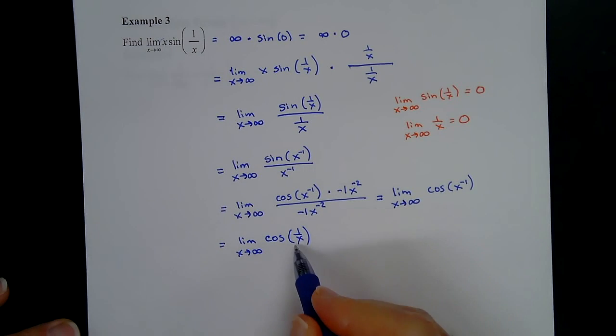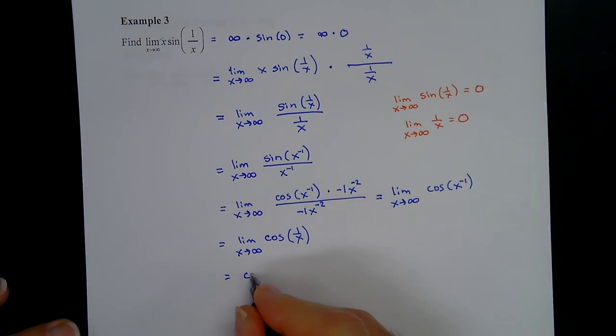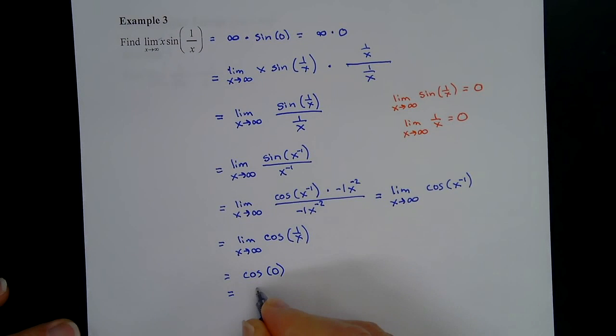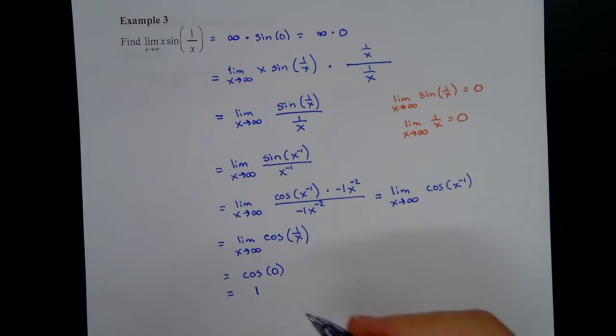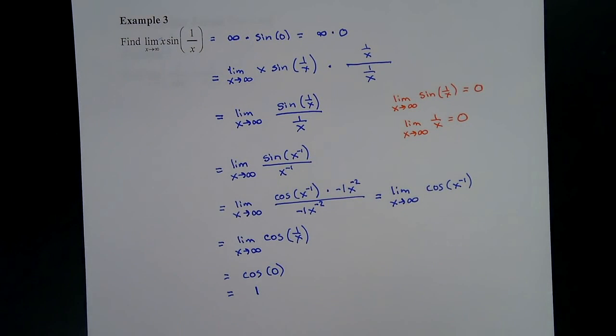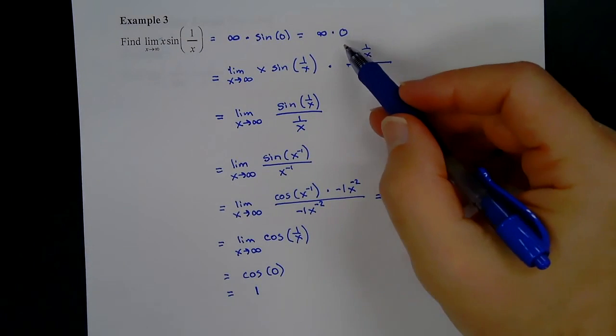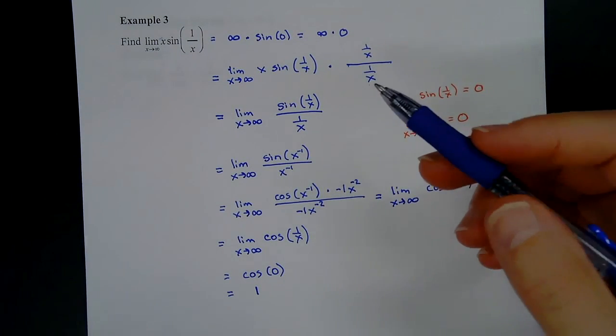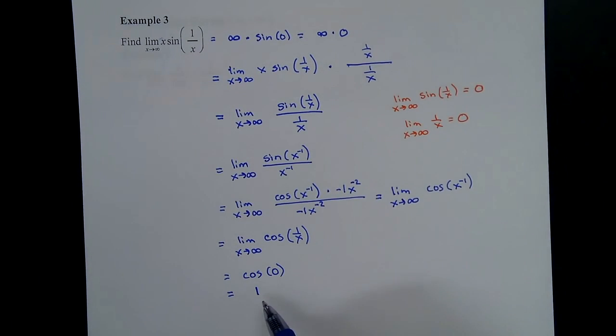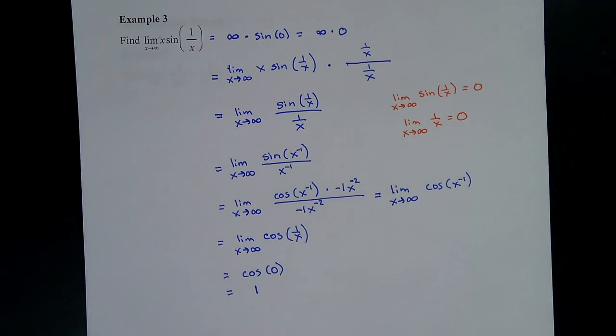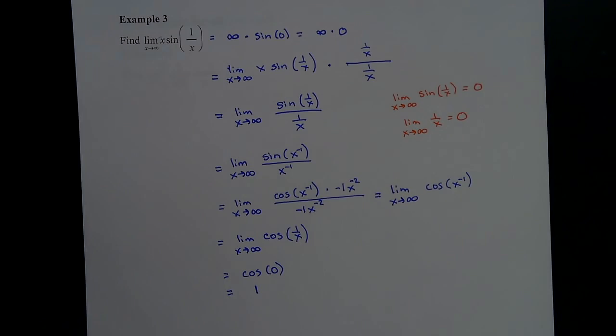This is going to get closer and closer and closer to 0. So in essence, we're finding cosine of 0, and cosine of 0 would be 1. So here we go. So here's an example of infinity times 0 is not 0. In this case, infinity times 0 is actually the number 1. Crazy stuff.